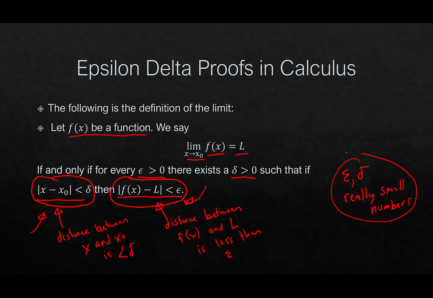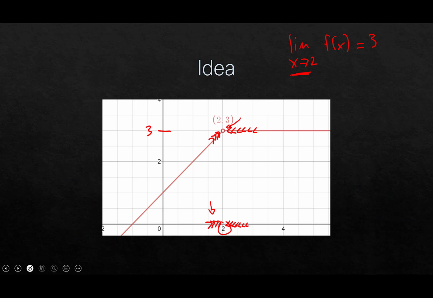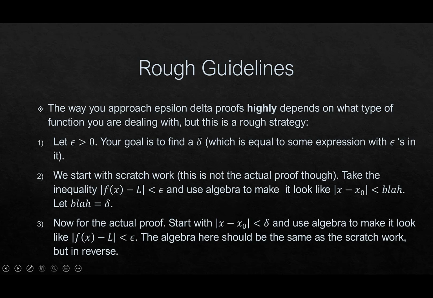Okay, so hopefully that makes a little bit more sense, but let's actually see, how do we prove a limit by using the epsilon delta definitions. So I have some rough guidelines, and we're going to do some examples today, but I want to give you some guidelines to sort of structure how I'm going to be doing these things. So the way you approach epsilon delta proofs depends highly on what kind of function you're dealing with.